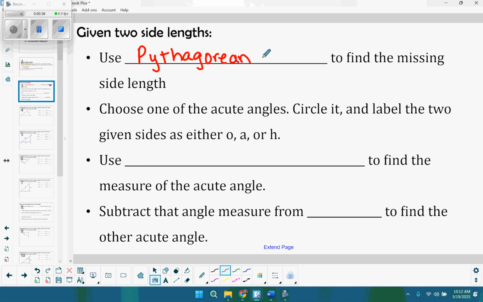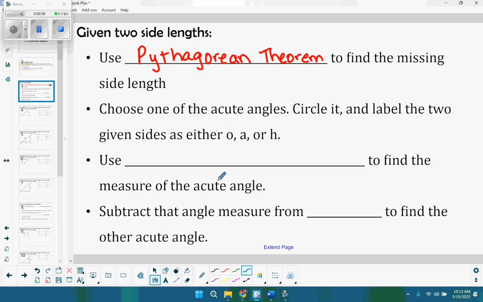But we're not going to use that side to do anything else. We're going to put it off to the side as an answer, and leave it there. We're going to choose one of the acute angles. We don't know either one, so it doesn't matter which one we do. We'll circle it, and we'll label the two sides that were given to us as either O, A, or H, depending on what they are.